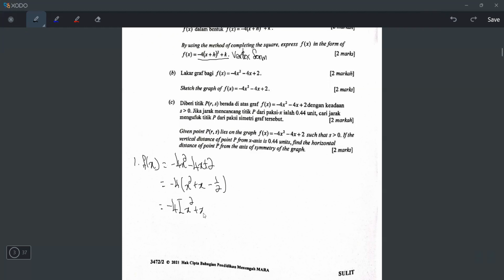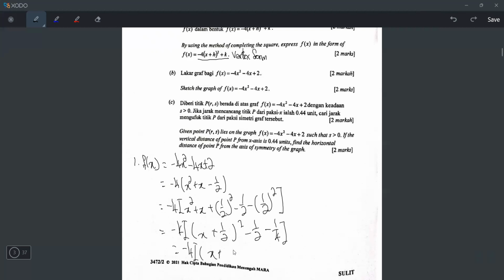Now you can start doing completing the square. So plus bracket square and then minus bracket square, and inside the bracket you put b over 2. The b in this case is 1, so 1 over 2. So it'll be negative 4, big bracket, x plus 1 over 2 squared, and then minus 1 over 2 squared, which is 1 over 4. And then you get negative 4, big bracket, x plus 1 over 2 squared. Negative 1 over 2 minus 1 over 4 is negative 6 over 4, that is negative 3 over 2.